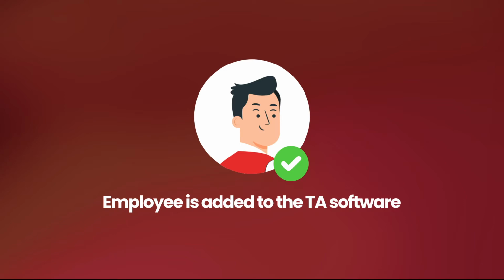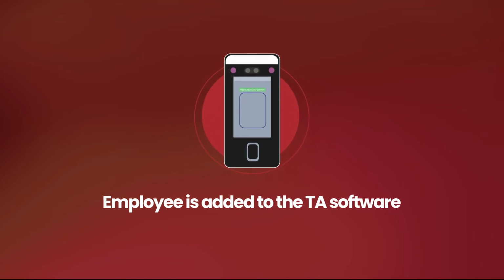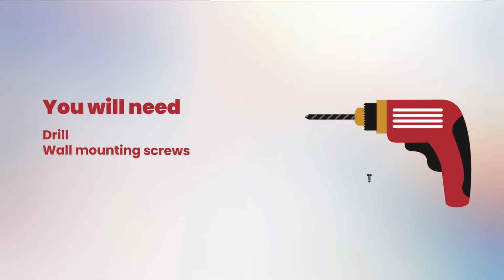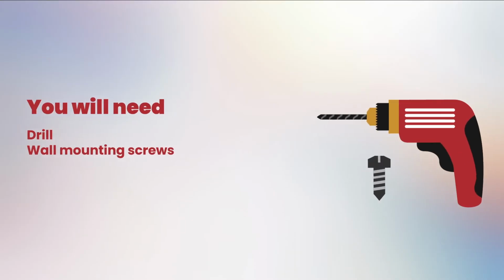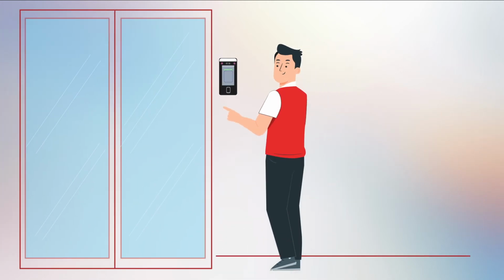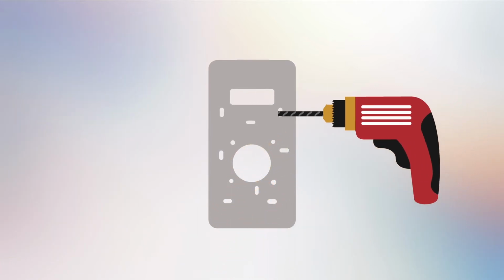Now that the employee is added to the system, it's time to set up the clock. Installing the device. You will need a drill and wall mounting screws. Decide where you'd like to install the device, preferably at the entranceway so the employee can punch in as soon as they enter. Attach the mounting template sticker to the wall and drill holes according to the mounting paper.